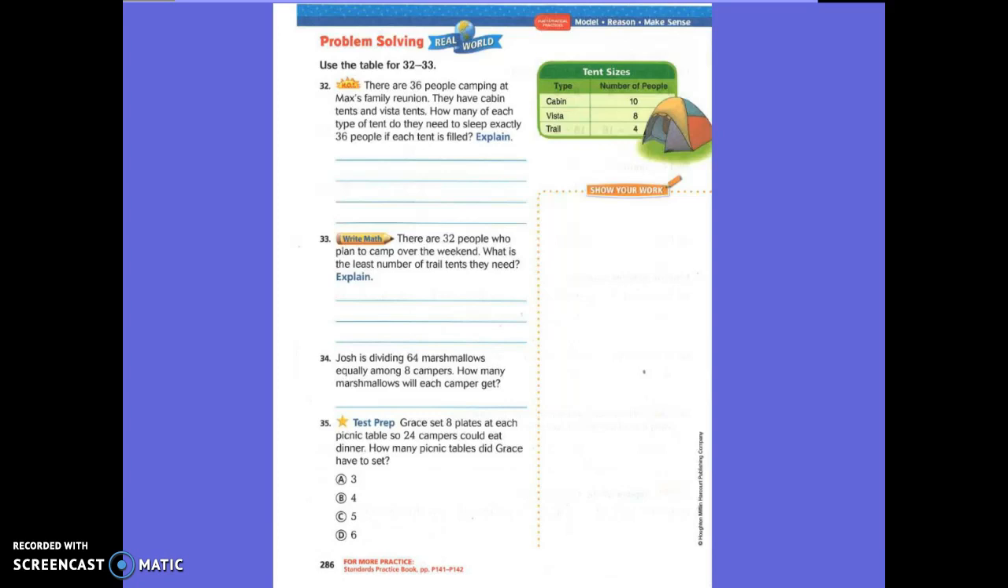That is a huge family. Okay, so they have 36. What if each family has 8 kids? Okay, well, we don't need to worry about that. We need to worry about what it says in the graph. They are using cabin tents and vista tents.